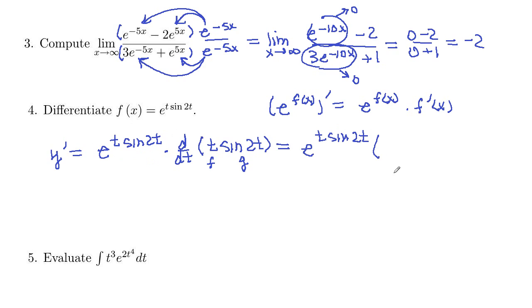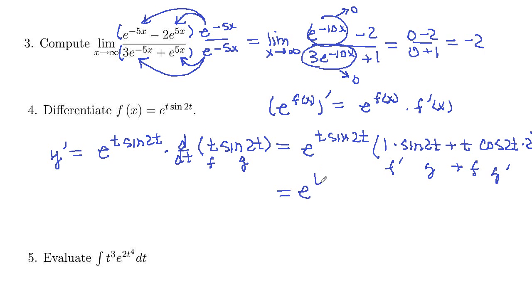And now derivative of the inside, we want to do a product rule, f prime g plus fg prime. So f prime, the derivative of t is 1 times our g, sine 2t, plus our f is t, and then our g prime, derivative sine 2t is going to be cosine 2t, but then times 2 times the derivative of the inside, because it's not just cosine t, it's cosine 2t, it's cosine of a function. So times 2.